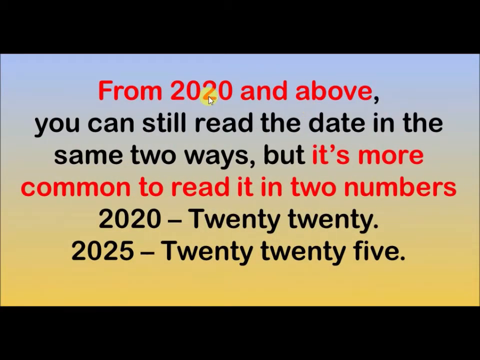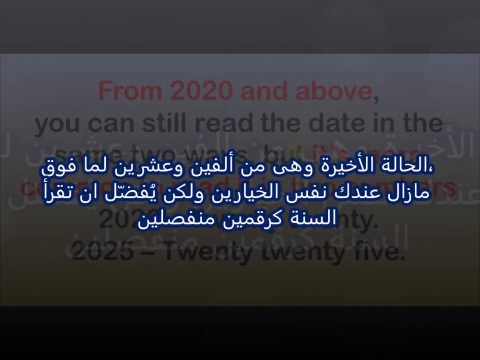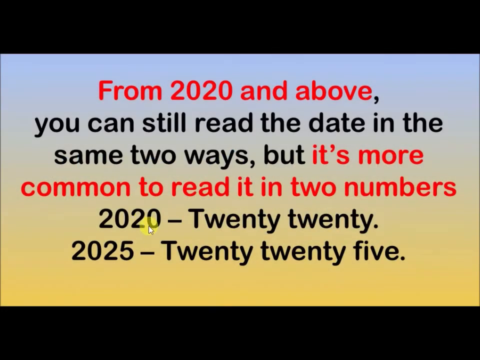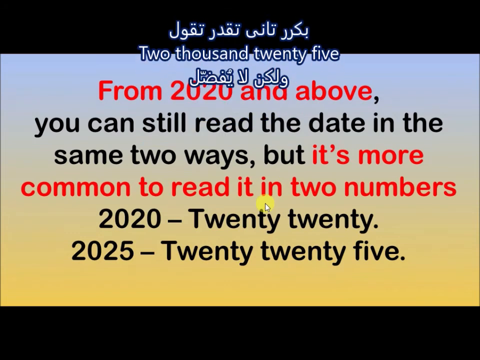And here, guys, I'm speaking about dates from 2020 and above. You can still read the date in the same 2 ways, but it's more common to read it as 2 numbers. So in this year, you can say two thousand twenty, but it's more common above 2020 to divide the number into 2 parts. So I'm going to say twenty twenty. For example, if I have this number, I can say twenty twenty-five. Again, I keep repeating that you can say two thousand twenty-five, but from 2020 and above, we prefer to divide the year into 2 numbers.